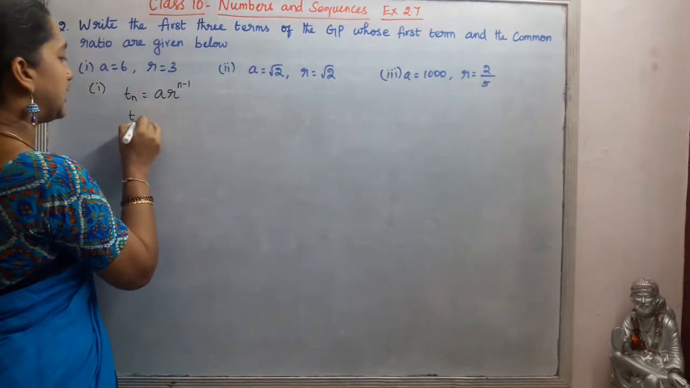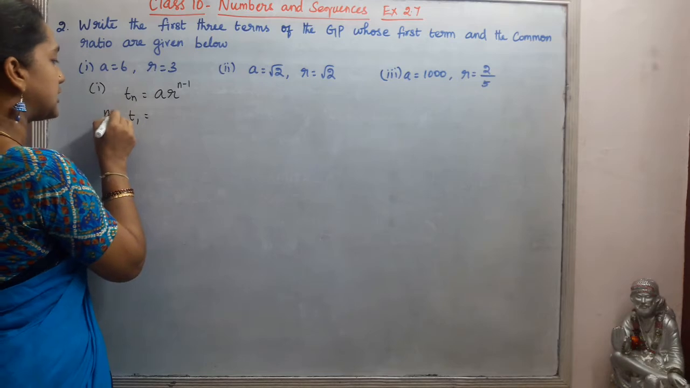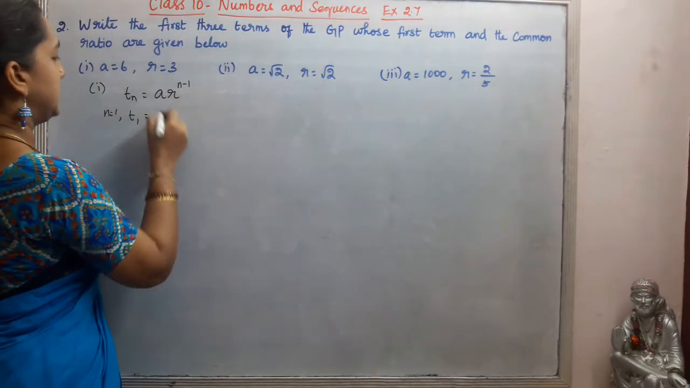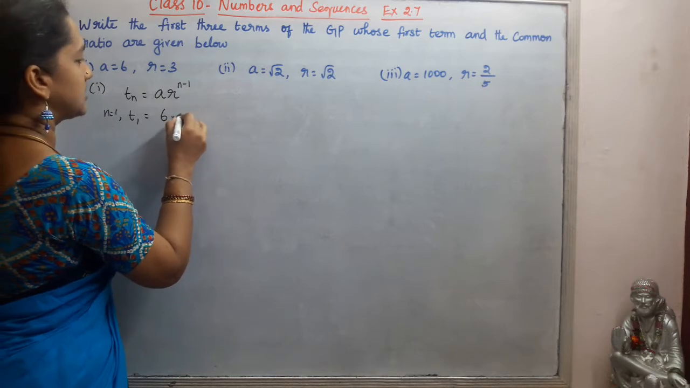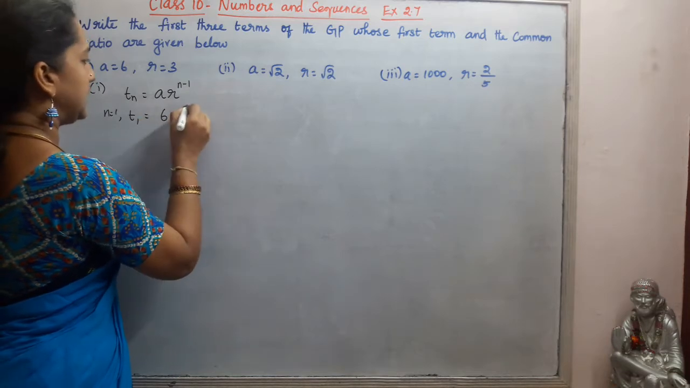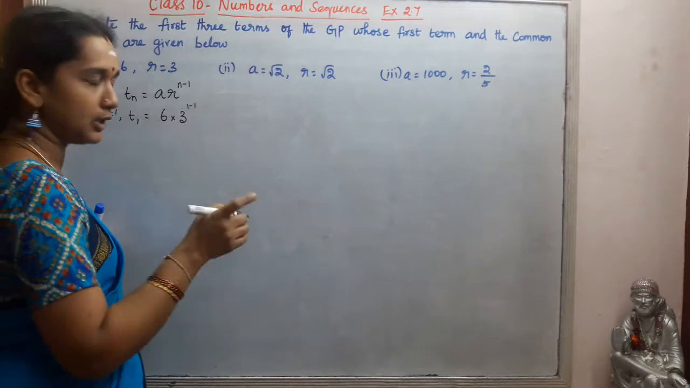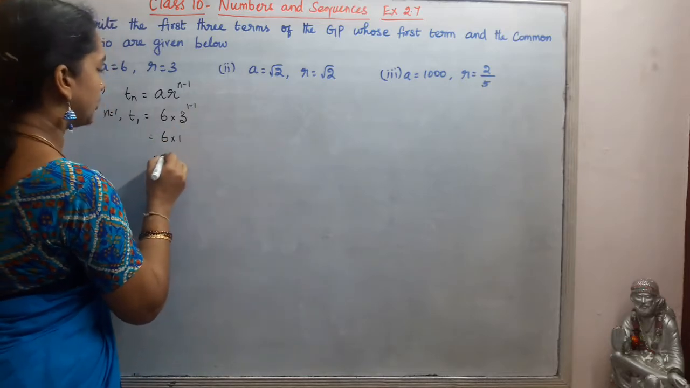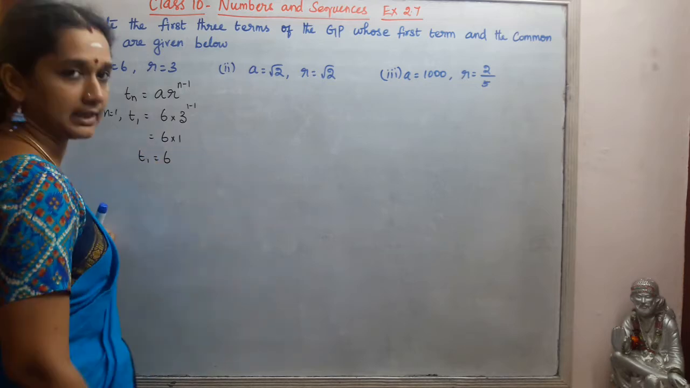So first we will find T1, n is equal to 1. T1 we will find. A is given as 6 and R is given as 3. n minus 1, that is 1 minus 1, that is 0. So anything power 0 is 1. So the first term is 6.